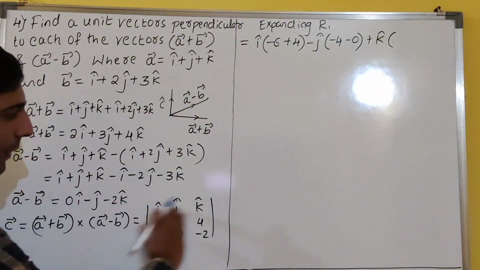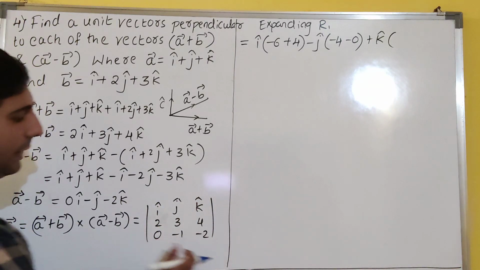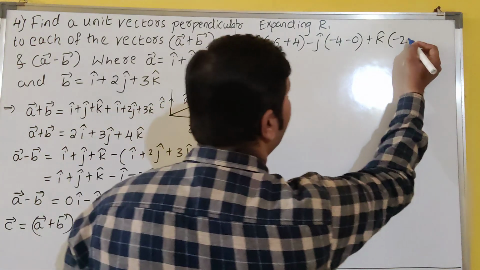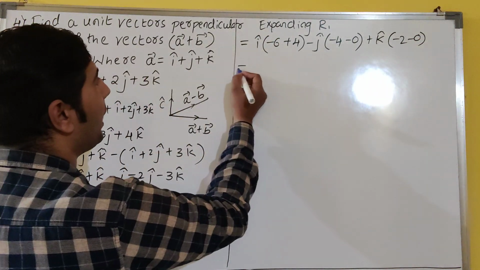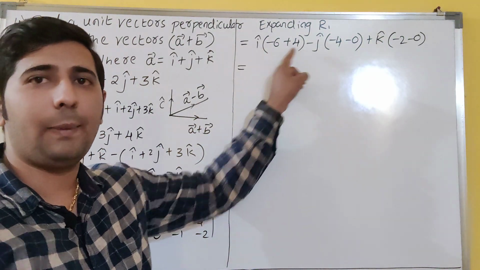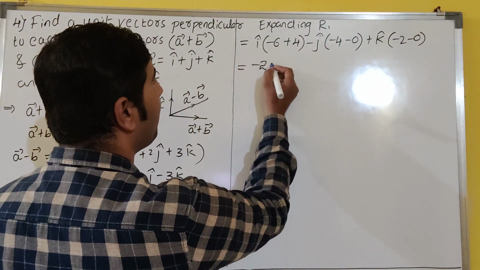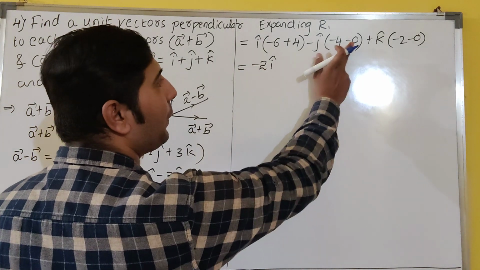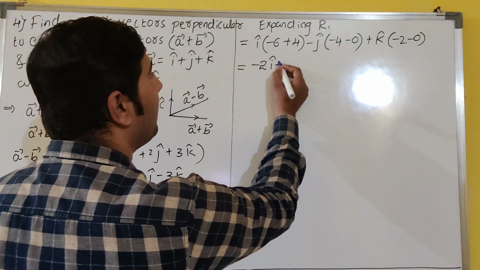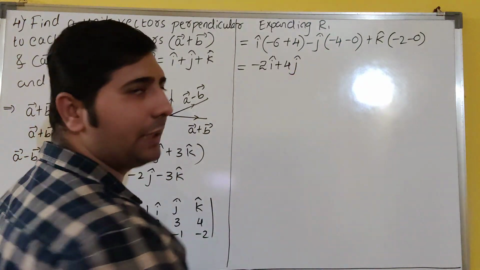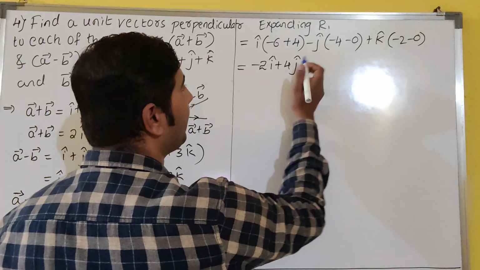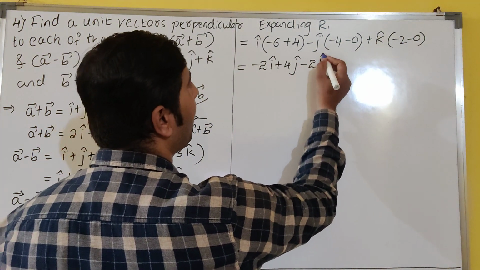bracket, see here, first row you lose, last column: 2 into minus 1 is minus 2, dear students. 0 into 3 is 0, minus 0. How much you got? See here, minus 6 plus 4. That will become minus 2, dear students. Minus 2 i cap. Minus 4 minus 0 is minus 4. Minus into minus, plus 4 j cap. Clear? Minus 2 minus 0 is minus 2. Minus into plus is minus 2 k cap, dear students.